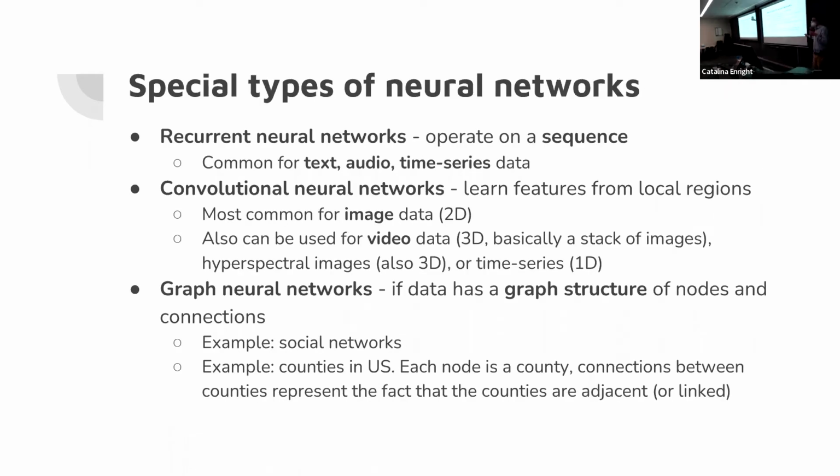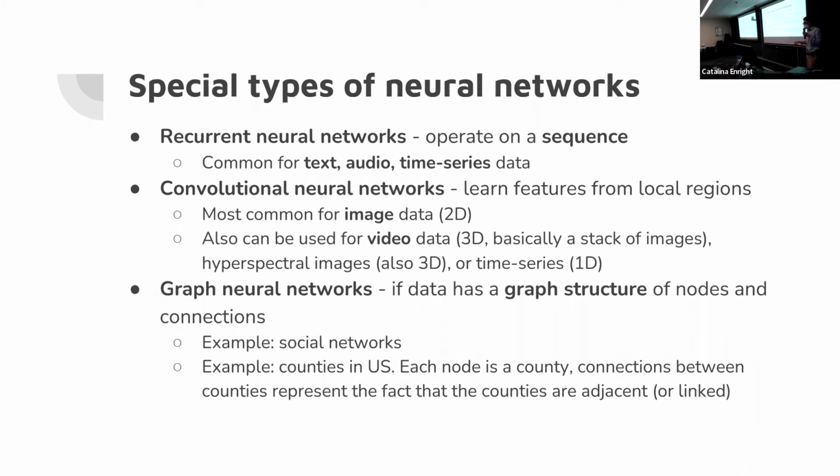Okay, so that's kind of the basics behind how all neural networks work. There are a bunch of specialized forms of neural networks for different types of data. You can use recurrent neural networks if your data is a sequence, like text, audio, or time series. If your data is more of an image that has local structure, you can use convolutional neural networks. These learn features from very localized regions of the image and aggregate them further into more complex and abstract features. This could also be used for video data, hyperspectral images, or even time series. The number of dimensions is flexible.